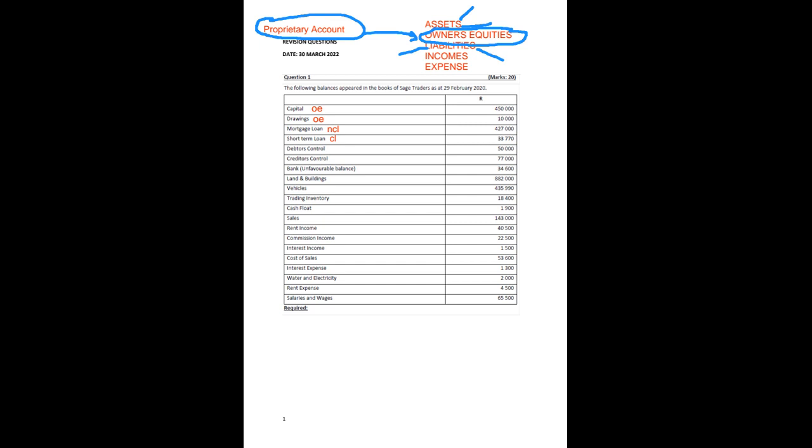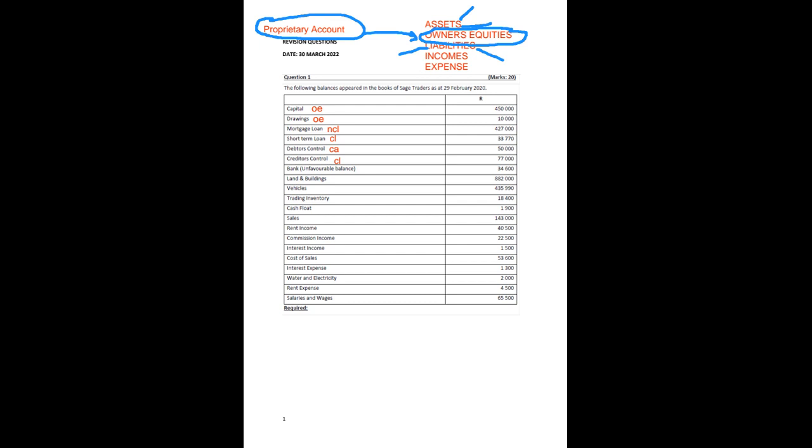What about the debtors? Asset. Which asset? Current or non-current? Current asset. Current asset, thank you so much. What about the creditors? It's a liability. Which one? Current. You are correct. Thank you so much.